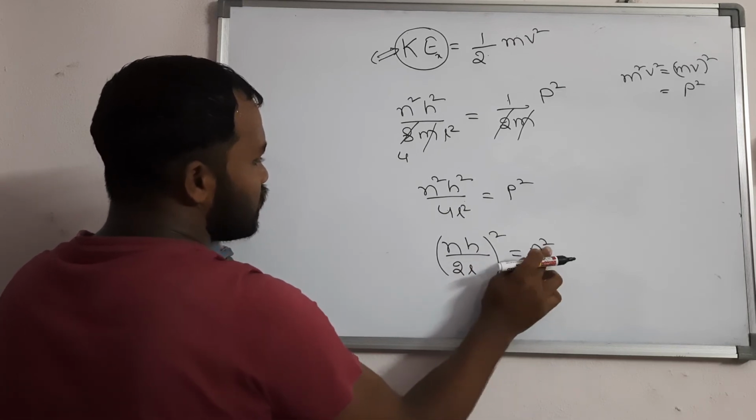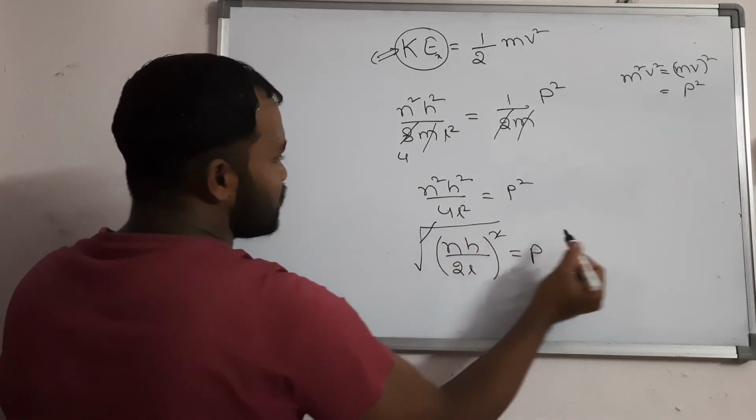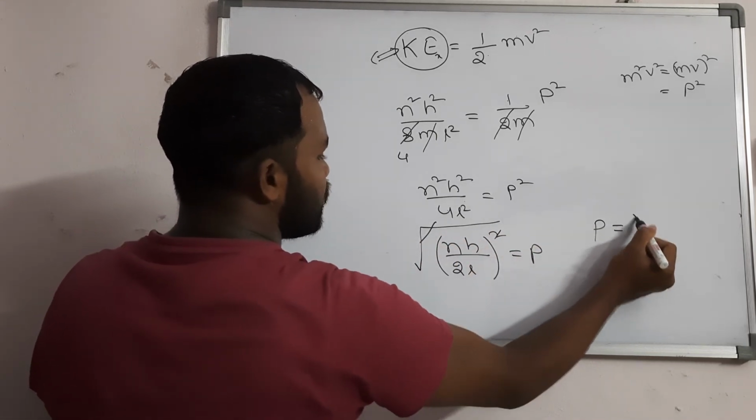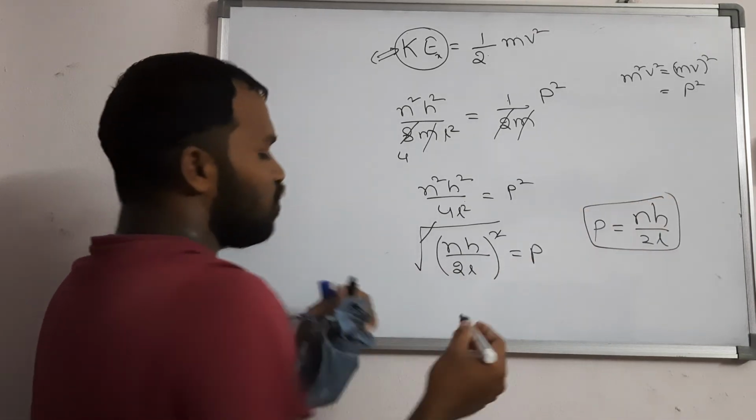If I write the square to this side, you will get a root, then the square root gets cancelled. What is p? p means momentum. What is the momentum? nh by 2L. This is the momentum for a 1D box.